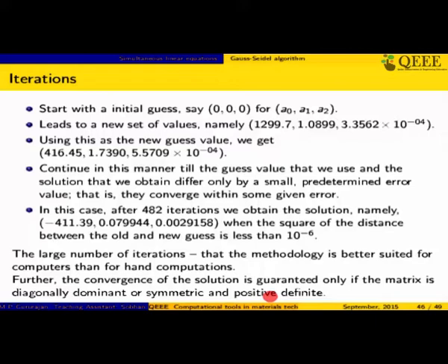Okay. Symmetric, obviously you know what it means. With respect to the diagonal, the off-diagonal terms are the same: 1,2 and 2,1 are the same, 1,3 and 3,1 are the same, and so on and so forth. Positive definite means all its eigenvalues are positive. So to assure convergence, you should either have the matrix be diagonally dominant or symmetric and positive definite. And the good news is that most of the physical problems we try to solve obey these conditions most of the time. So you can be sure of getting a solution and convergence to the solution.